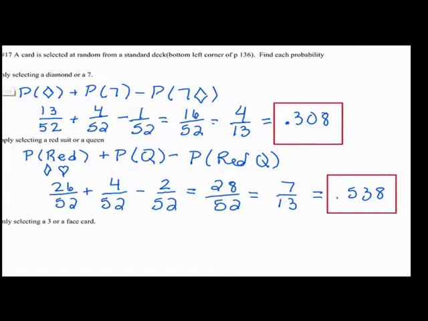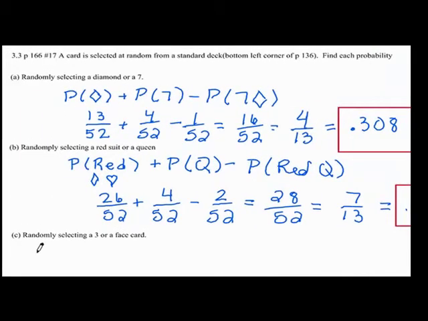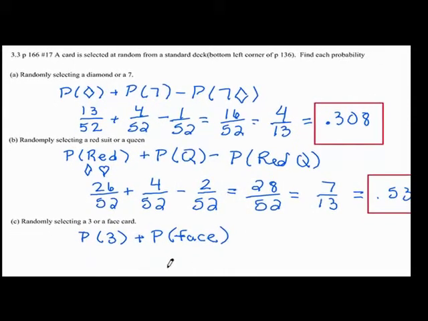Let's take a look at part C. We're asked to find the probability of randomly selecting a 3 or a face card. So that's the probability of getting a 3 plus the probability of getting a face card minus the probability of getting both. Well, in this case, they are mutually exclusive. You can't have a 3 and a face card on the same card. So these ones you don't have to worry about subtracting anything.